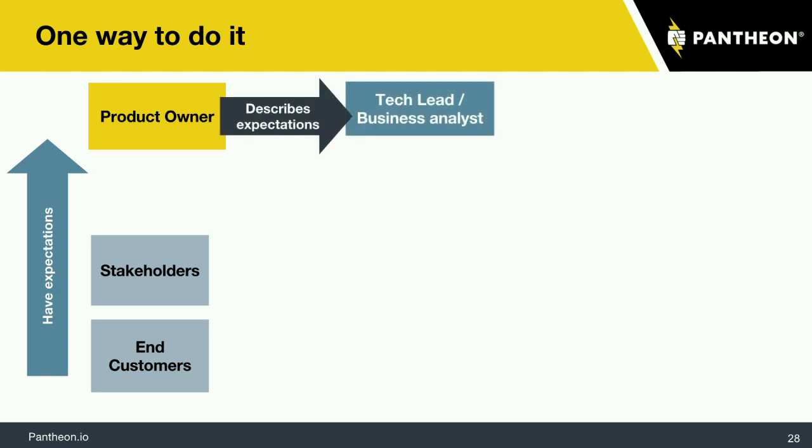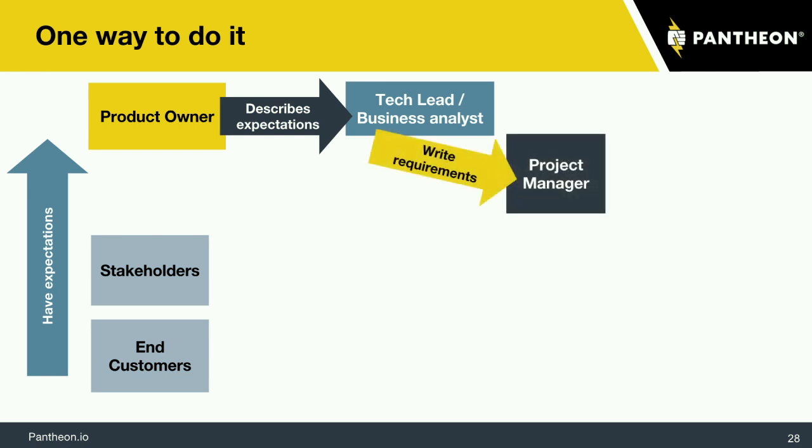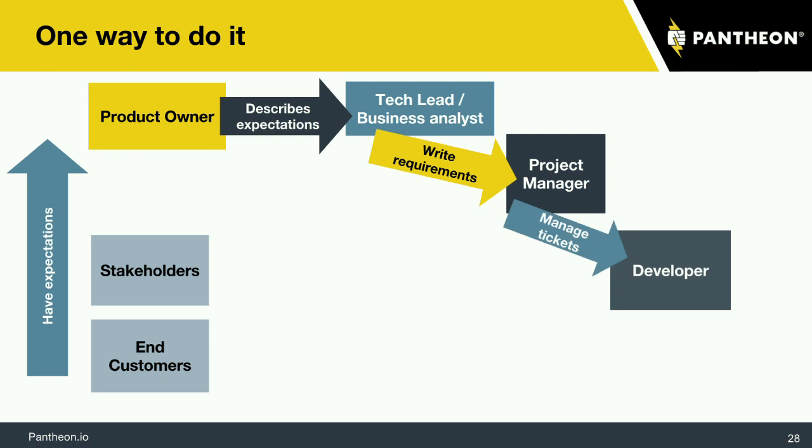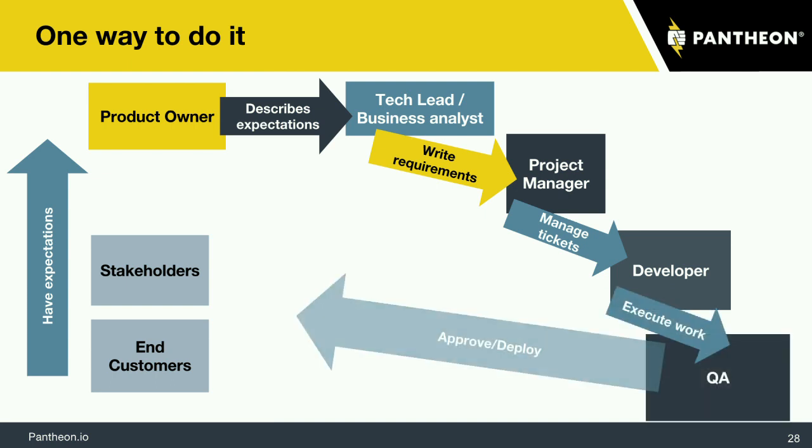The product owner at your client company describes what they expect from the website, maybe to a tech lead or a business analyst at the agency or within the web development team. They then write down detailed requirements, often just in bullet list form. Those can then be formed into tickets that get handed off to a project manager. The project manager then hands off those tickets to a developer. The developer then may take the tickets, look at the bulleted list, write tests that are really only readable by developers, do the work, maybe hand it off to a QA person, and then the QA person may send it along to the final approval and deployment process. And each step is separated out from the next.